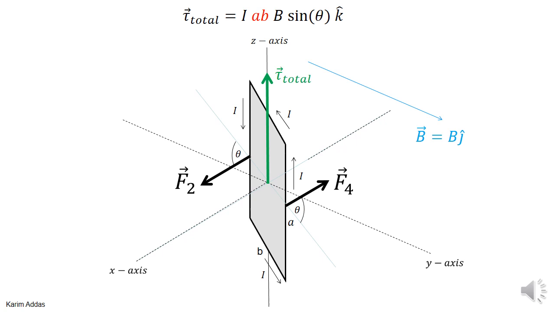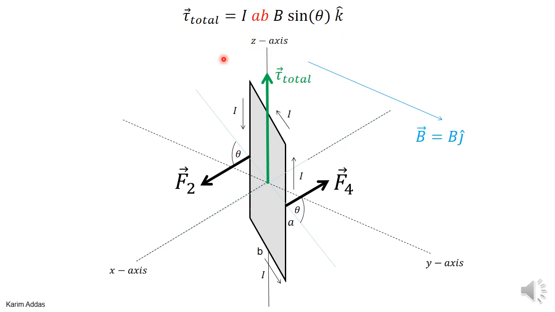Okay, this is what we had before for the total torque on the loop when it's rotated by a certain angle. And we found that it's the current times A times B, which is the area of the loop, times the magnetic field, times sine of the angle between R and F, times in the k-hat direction.